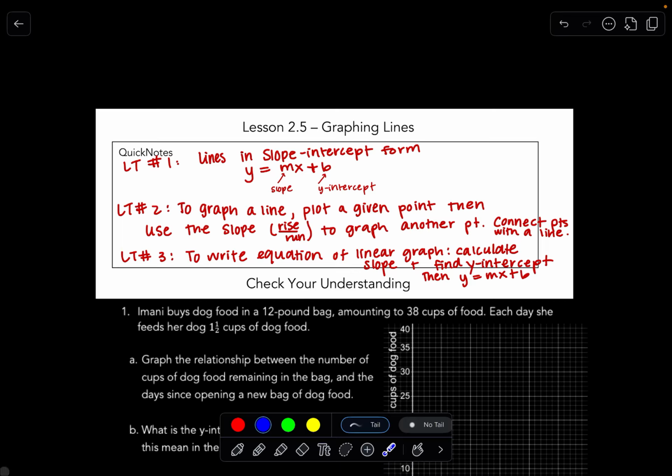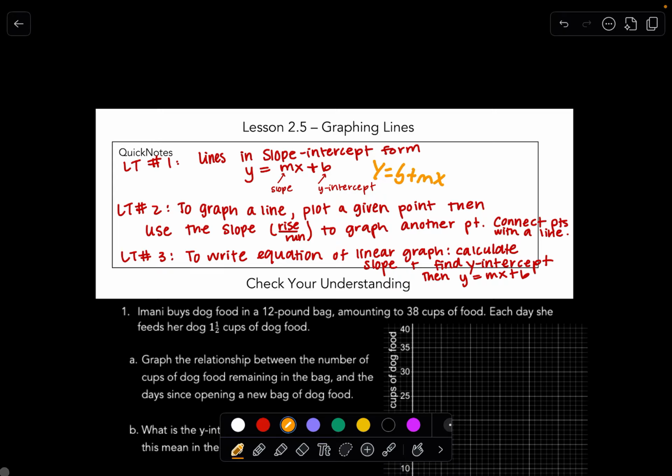It could also be written as y equals b plus mx. Either way, it's fine. Notice you can always switch the order of addition. 1 plus 2 is 3, and so is 2 plus 1. So mx plus b equals b plus mx. So anyway, it could be either or.